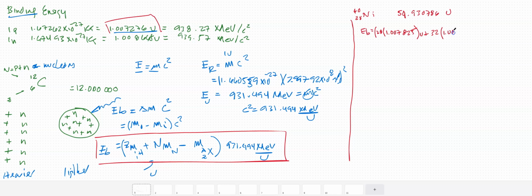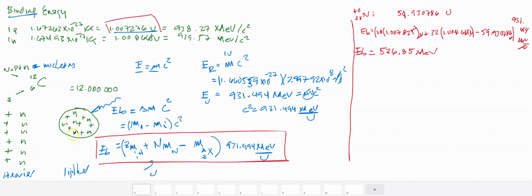The neutron mass is 1.008665. And then we're going to subtract the 59.930786. And this times the 931.494 mega electron volts per u. So all the u's cancel, right? And we get the binding energy. This gives us 526.85, let's say, mega electron volts. That's it. That's what keeps the nucleons together.